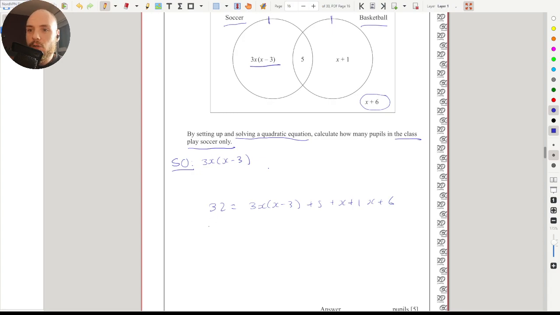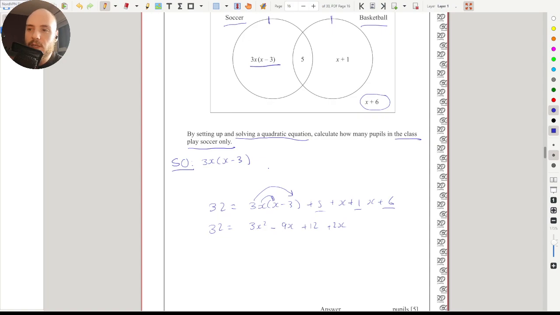32 is equal to 3x multiplied by x gives us 3x squared. 3x by minus 3 is minus 9x. Then we have plus 5 plus 1 plus 6. So 5 plus 1 is 6, and we'll add another 6, so that's plus 12. And we have plus x, so plus 2x.